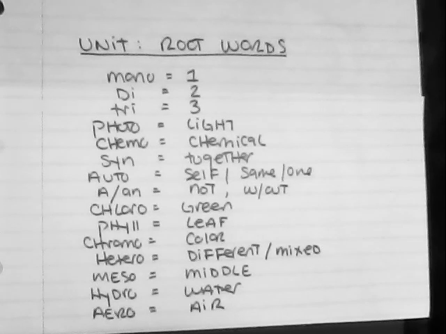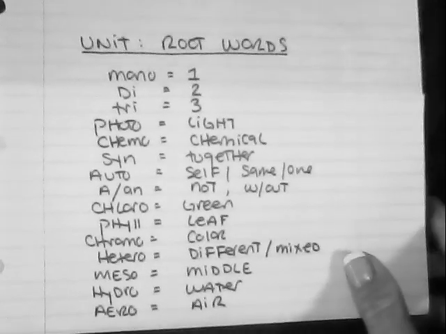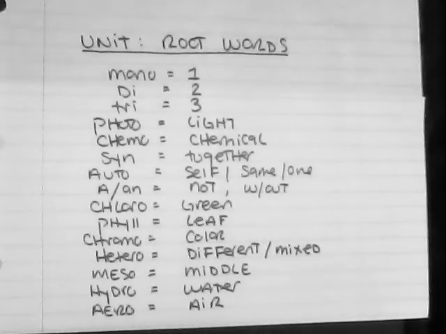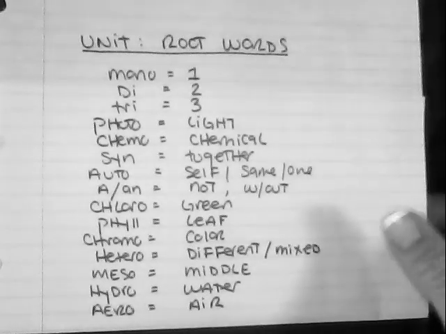A or an in Latin means not or without, so anaerobic is without air. Chloro and phyll means a green leaf, so therefore chlorophyll is what causes the green in the leaf, and that in turn is going to help us produce that photosynthesis. Chromo means color, similar to a chromoplast. Hetero means different. Meso, middle, so a mesophyll is the middle of the leaf. Hydro means water, and then aero means air. So just please make sure to write these down and refer to these because they might help you with studying.